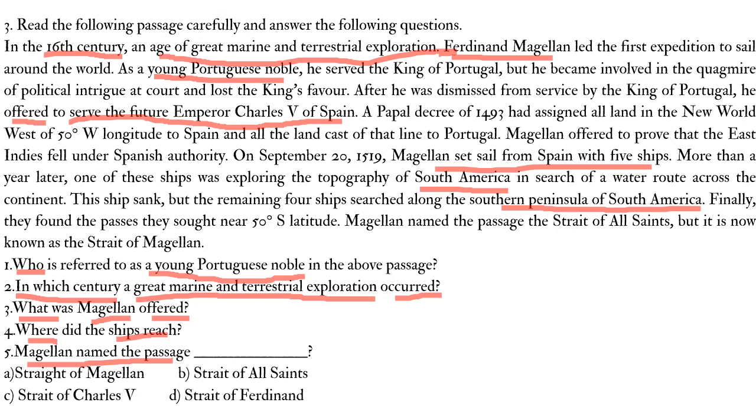Magellan named the passage. So now you have to identify words like passage and all. Yeah, here it's clearly mentioned. Magellan named the passage the Strait of All Saints. Yeah, B is the right answer. Strait of All Saints.